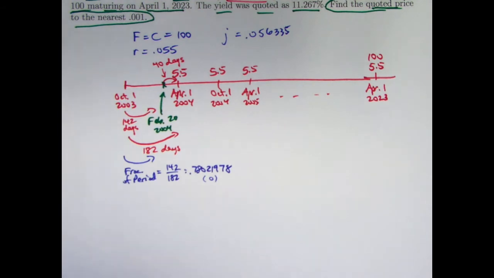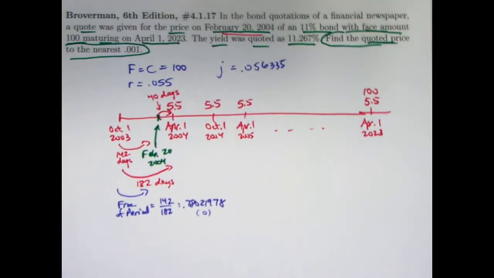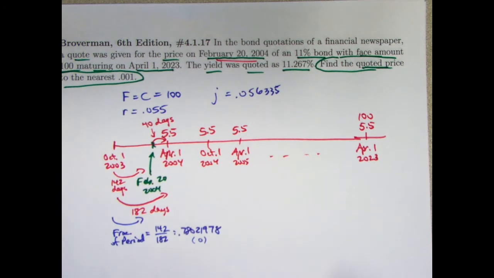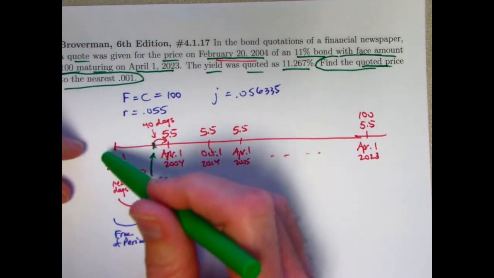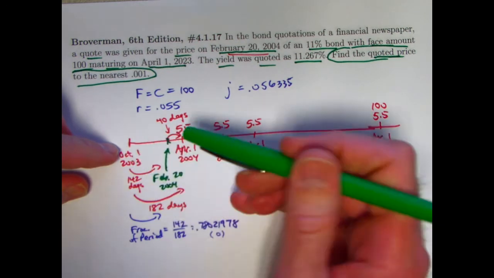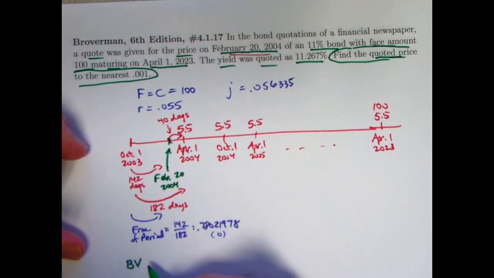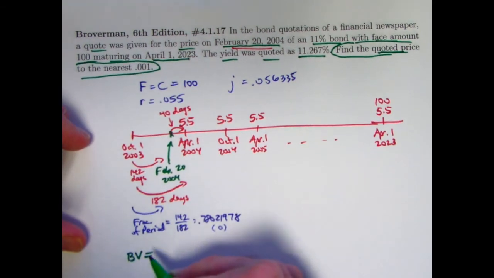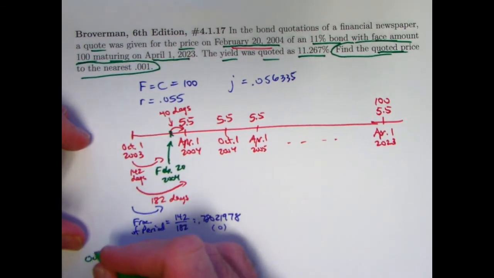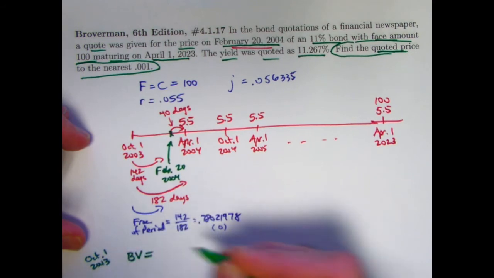All right, so that's the basic setup. Now, how do you think about the value that we're after, the quote, which again, once more for emphasis, is the same as the market price or clean price or book value? Well, what we could first think about is the price, the book value on October 1st, 2003. Let's go ahead and label that book value, BV, on October 1st, 2003.